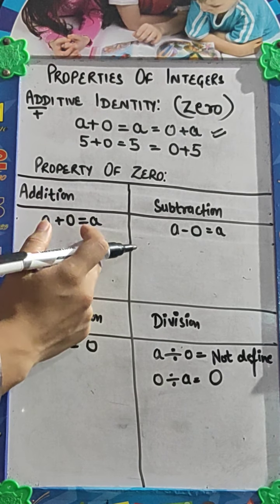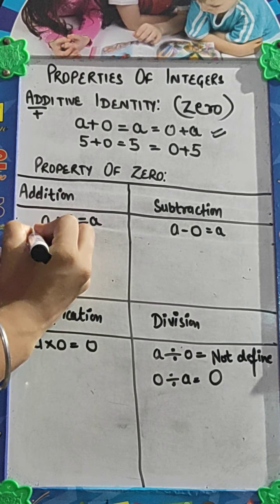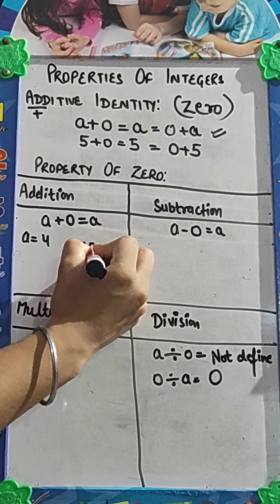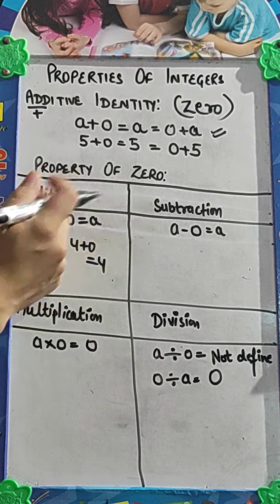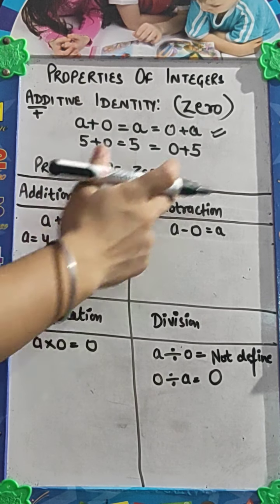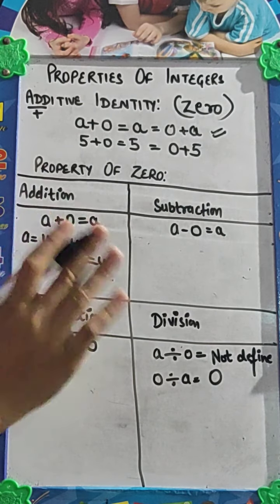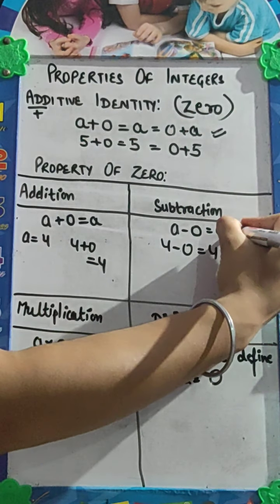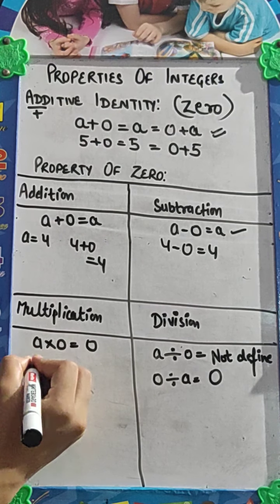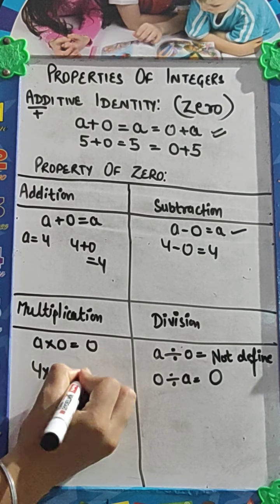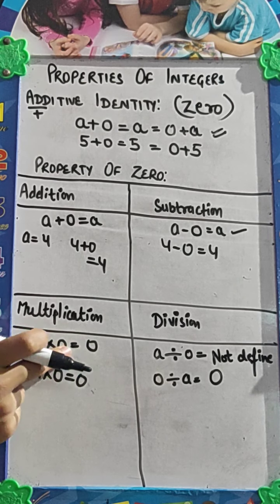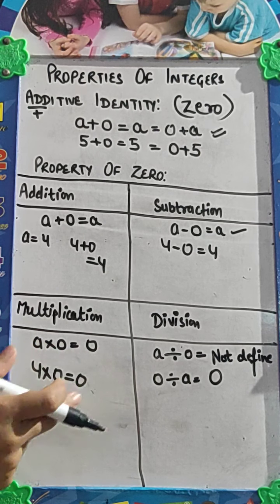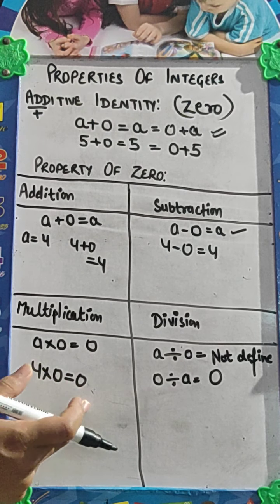Addition: a plus 0 must be equal to a. If I take a as 4, then a plus 0 means 4 plus 0 must be equal to a. It came equal to 4, so this is addition. Now for subtraction, I am taking a as 4 in all the cases. For subtraction, 4 minus 0 must be equal to 4. Yes, it is equal to 4. For multiplication, 4 multiplied by 0 must be equal to 0. If we multiply an integer by 0, what will we get? We will get 0 here. So a into 0 is 0, so 4 into 0 is also 0.